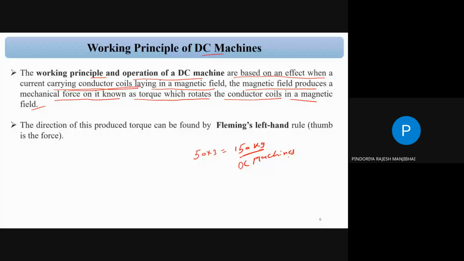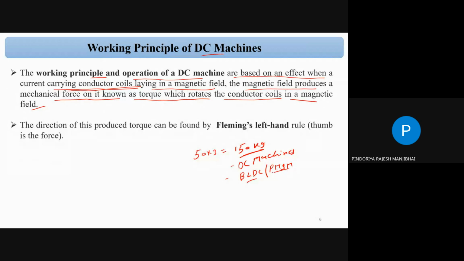So in total 150 kilograms. We have to lift the 150 kilograms with the DC machines, correct? And nowadays, everywhere there is a BLDC motor. Some student at the beginning of the class said that there is a BLDC motor, otherwise called a PMSM. So there is a brushless DC motor, otherwise a permanent magnet synchronous motor, correct?